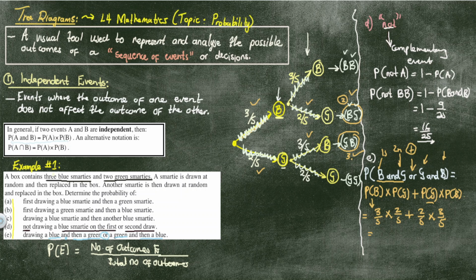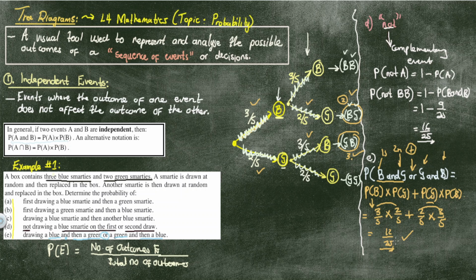Someone says it's 12 over 25. Yes, okay, so it is 12 over 25, because 6 times 2 gives 12, then 25. Okay, you are correct. It's going to be 12 over 25.